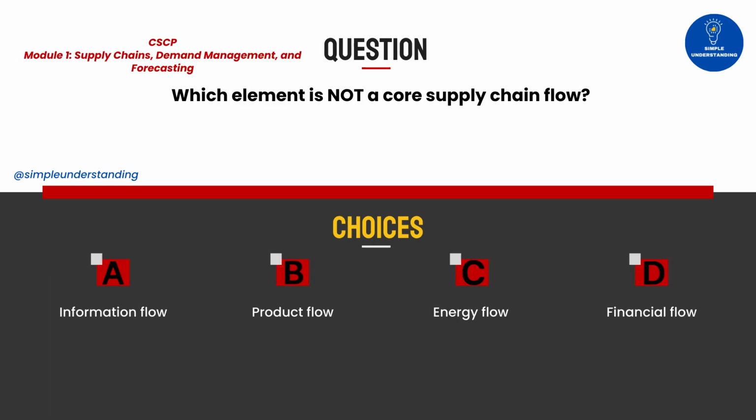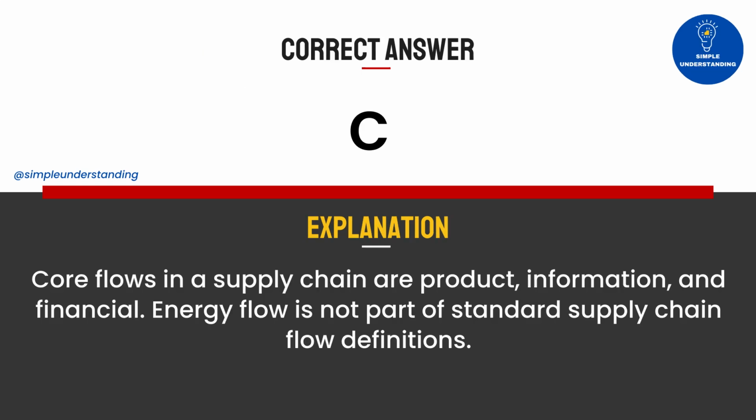15. Which element is not a core supply chain flow? A. Information flow. B. Product flow. C. Energy flow. D. Financial flow. Correct answer, C. Explanation. Core supply chain flows include materials, information, and money. Energy flow is not recognized as a standard flow.